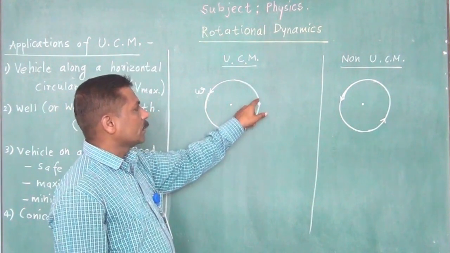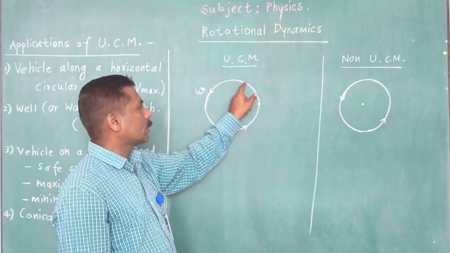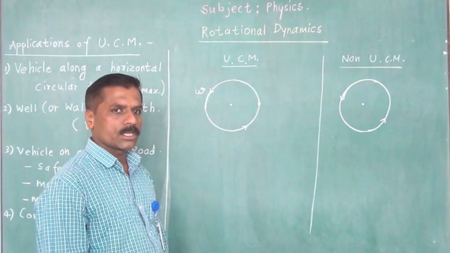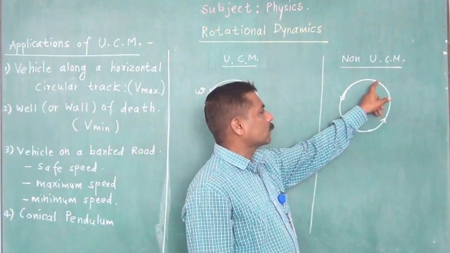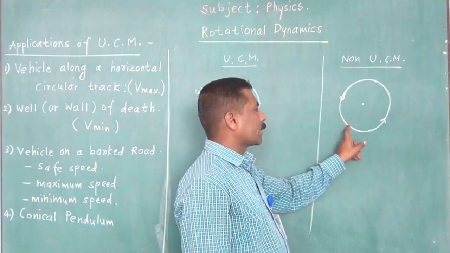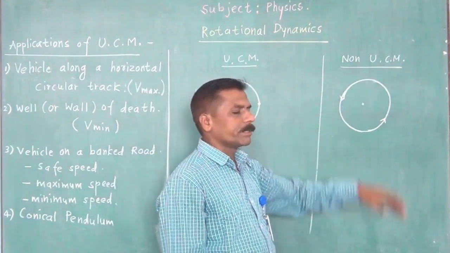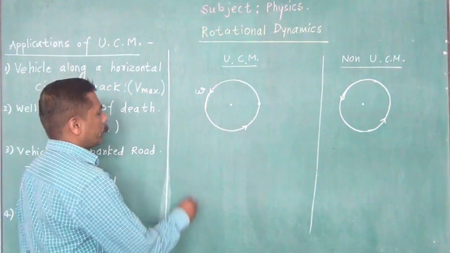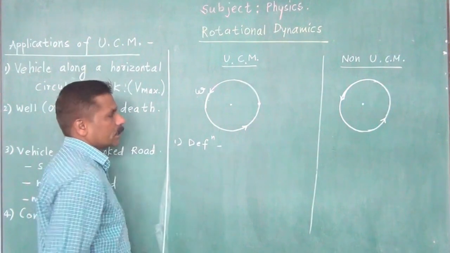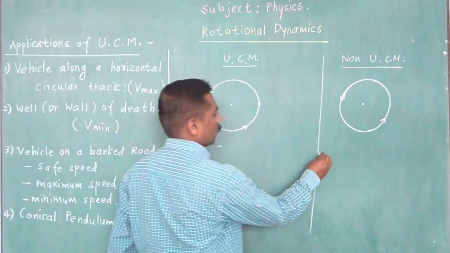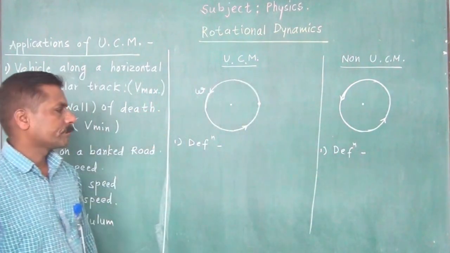The circular motion in which the linear speed or angular speed of the particle remains constant is called uniform circular motion. The circular motion in which the linear speed or the angular speed of the particle is variable is called non-uniform circular motion. So the first point you can remember is the definition, which we have already explained here.